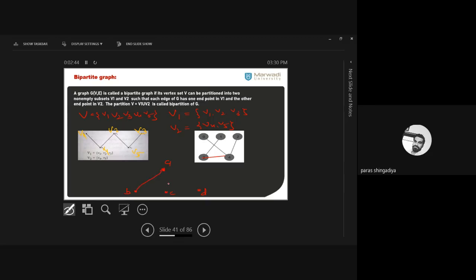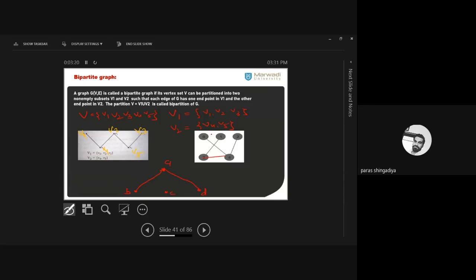Okay, if I connect only B, that is a bipartite graph. Okay, if I add some more edges, let us say A to C and A to D, it is still a bipartite graph. Okay, but if I add an edge in such a way that, for example, if I connect C and D, then it is not a bipartite graph. Okay, if I create a loop here, for example, if I add a loop at A, it is also not a bipartite graph.